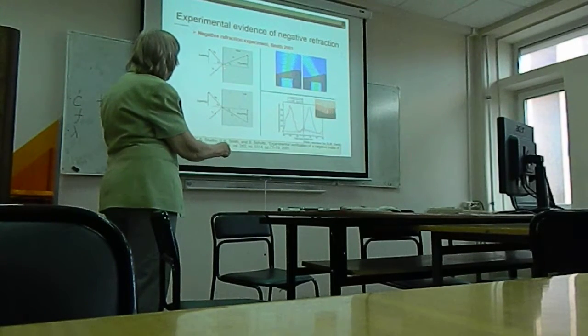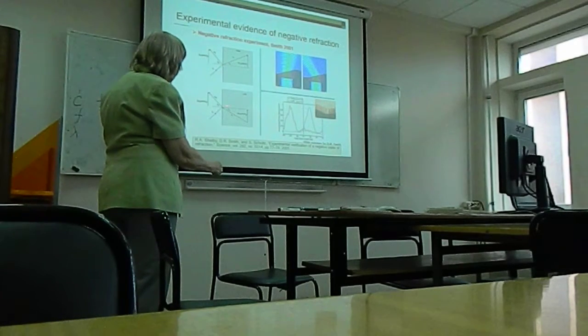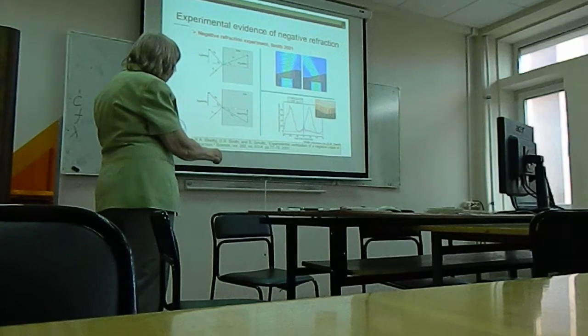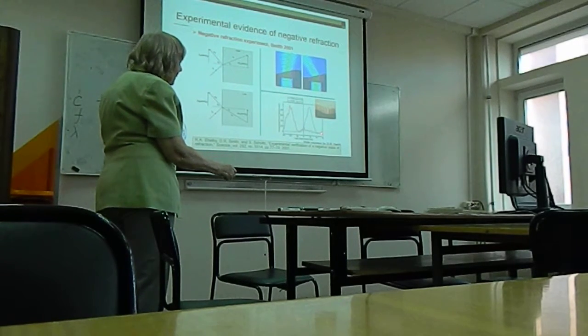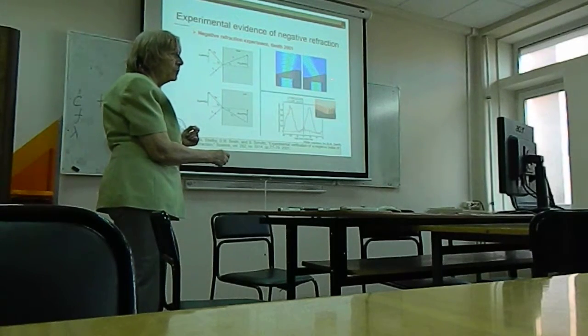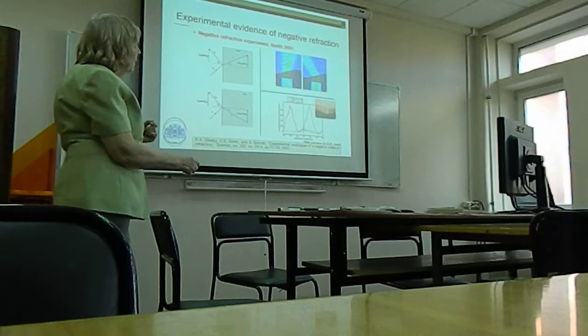This line is the normal, perpendicular to the boundary. Again, here we have the normal, and here is the positive angle, and for this case, it is negative. And you can see, this picture was obtained for Teflon. This is non-left-handed material. It is shown here.